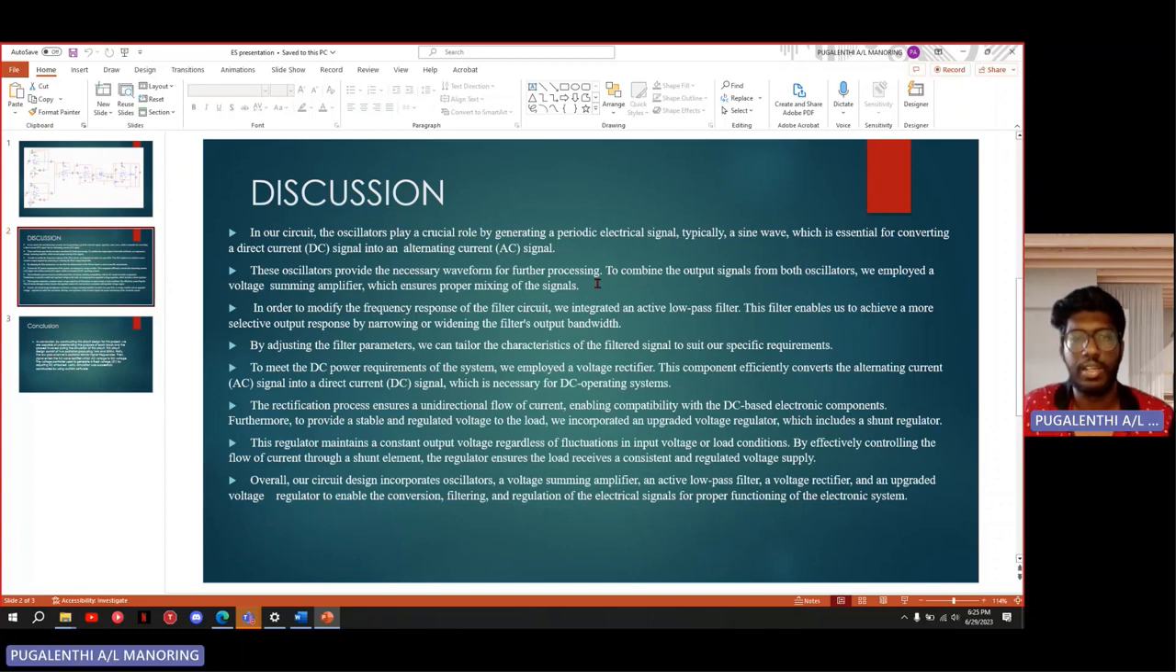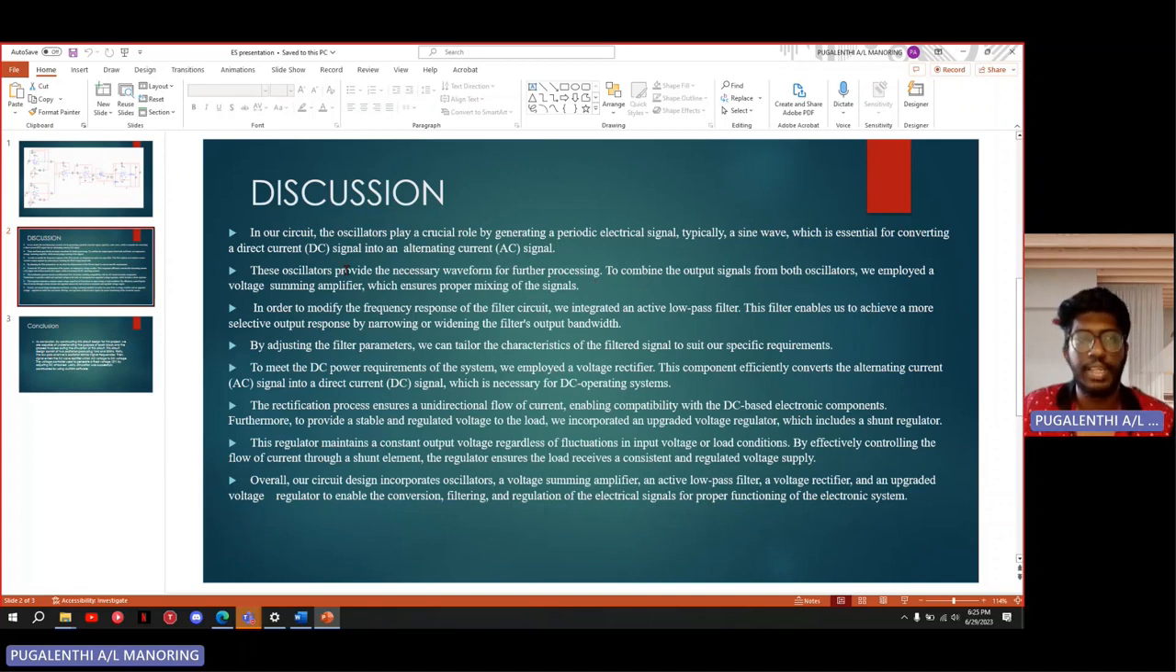Overall, our circuit design incorporates oscillators, a voltage summing amplifier, an active low pass filter, a voltage rectifier, and an upgraded voltage regulator to enable the conversion, filtering, and regulation of the electric signals for proper functioning of the electronic system.